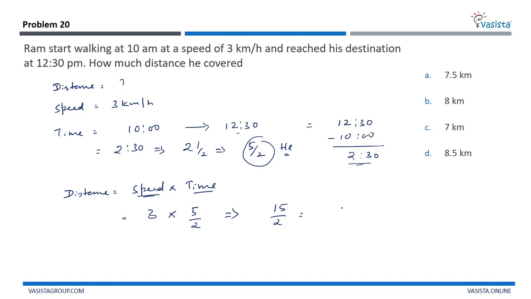2 7s are 14, remainder 1, so 7.5. So 7.5 km is the distance covered from 10 a.m. to 12:30 p.m. at a speed of 3 km per hour. Right, the answer is this.